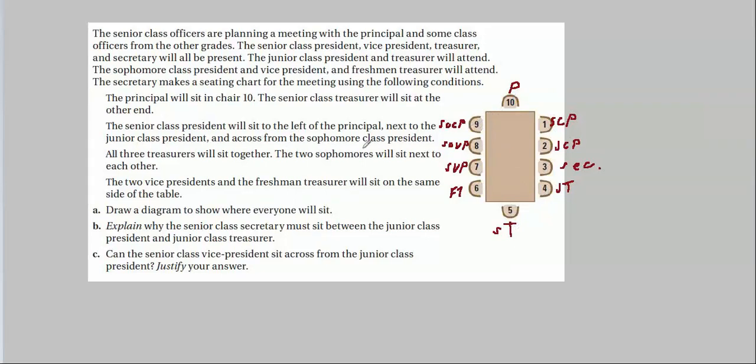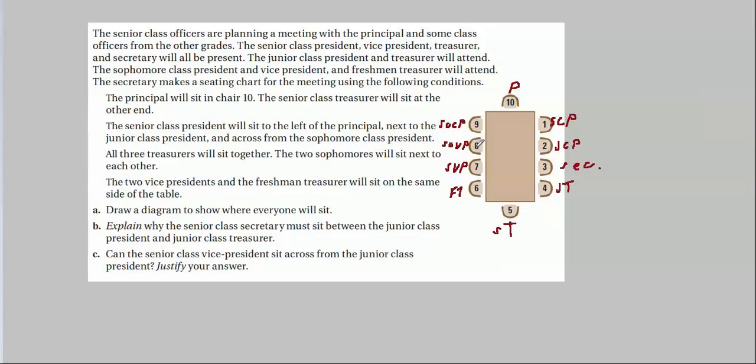The 2 sophomores will sit next to each other. Okay, there are only 2 sophomores in the meeting, and we already determined where one of them is. He's in seat 9, directly across from the senior vice president. And he can't be over here because that's the principal's seat. That only leaves 1 spot. So that's where we put the sophomore vice president.